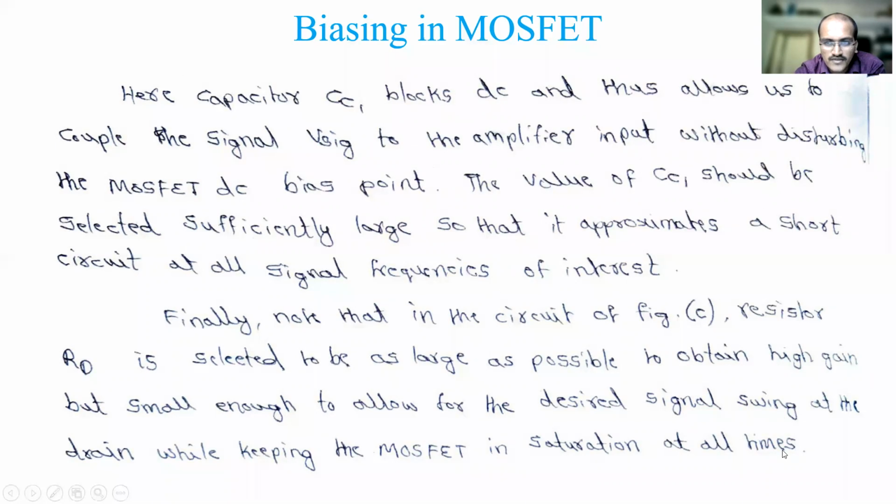Okay, so there is another term also, signal swing. Okay, so whatever input you have given, corresponding large swing you should obtain. Okay, so that's why the swing term is used here. Okay, and the MOSFET should be kept in saturation, meaning drain current should be constant. Okay, that's the idea.